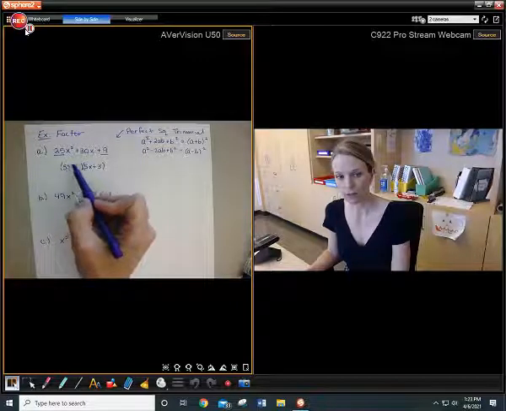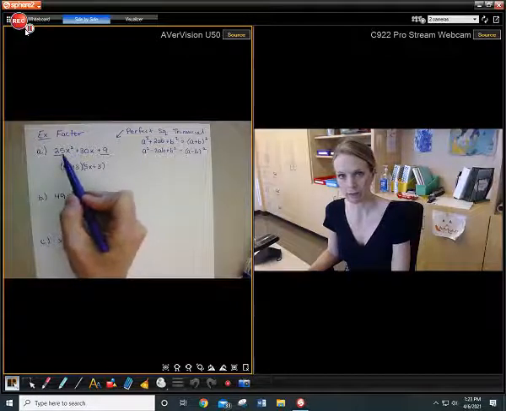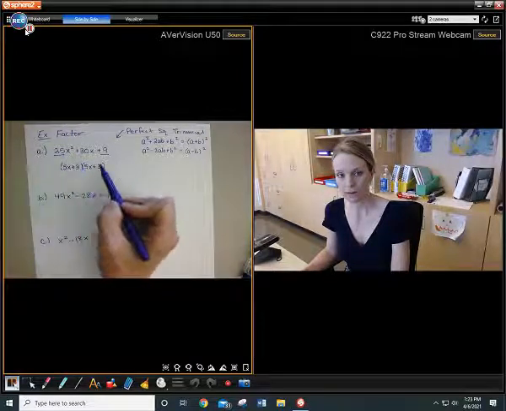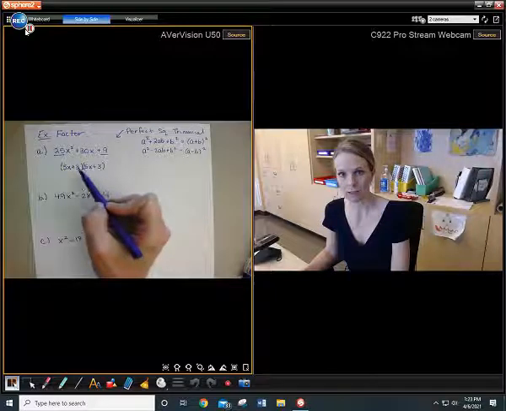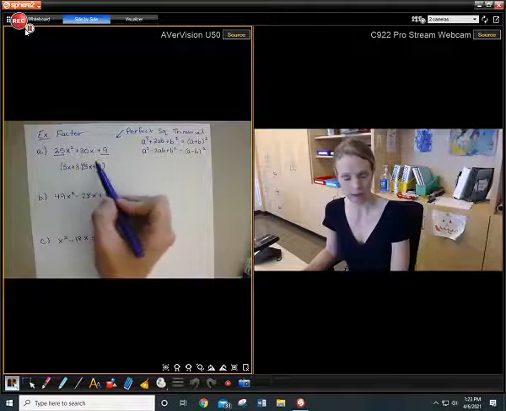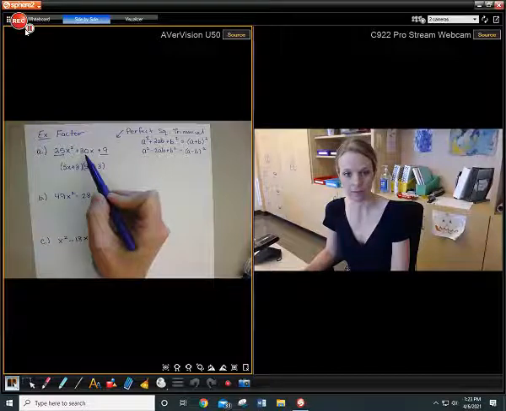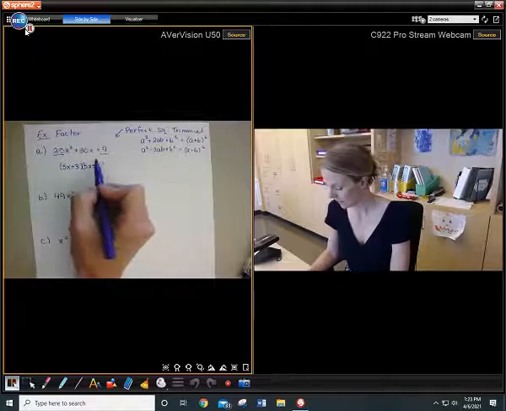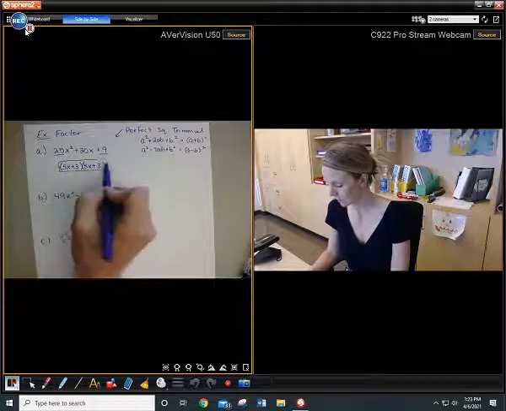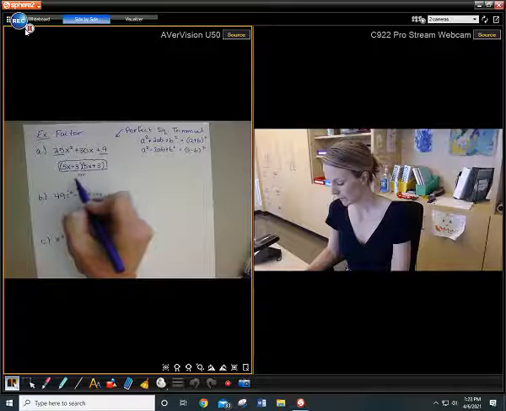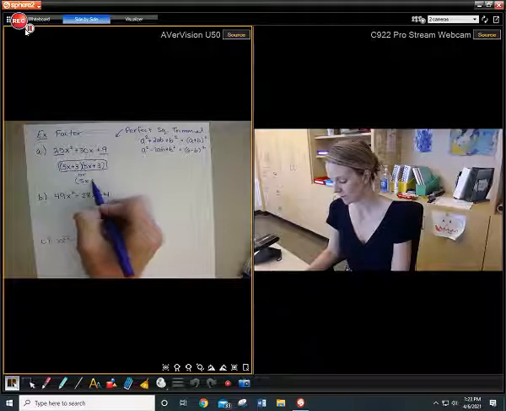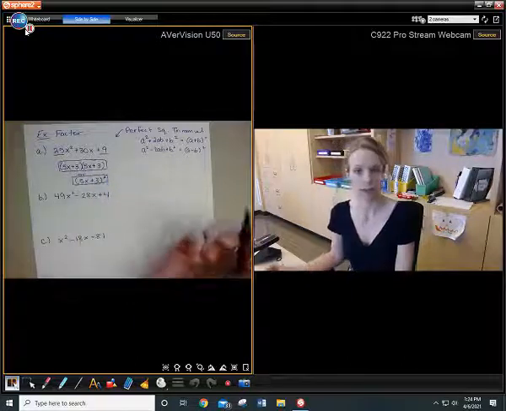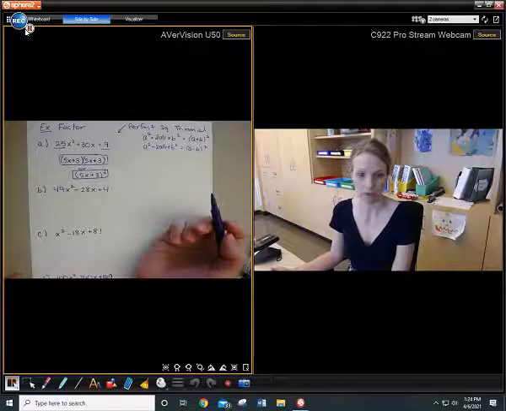So if I FOIL, 5x times 5x is the 25x squared. The outer distribution is 15x. The inner distribution is also 15x. So 15x plus 15x gives me the 30x, and the 3 times 3 gives me the 9. So I can leave my answer as this, or I can say that's the same as saying 5x plus 3 squared. You can write it as a binomial squared or as just two binomials being multiplied.